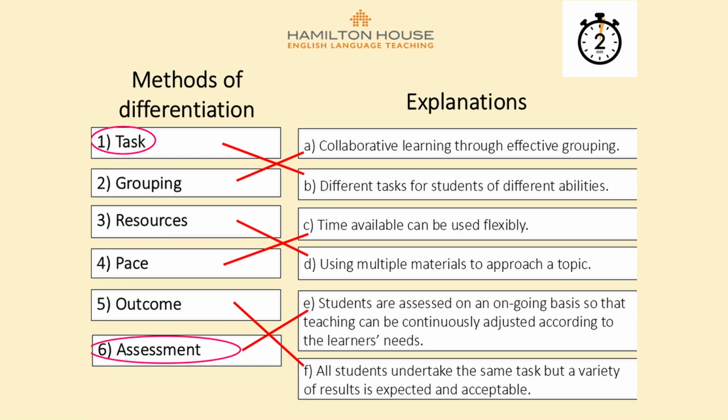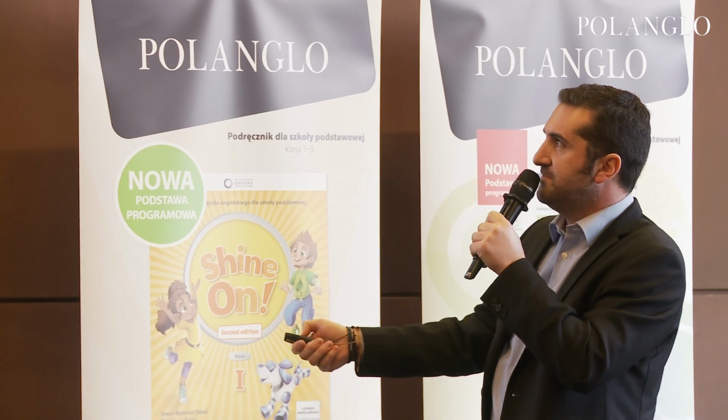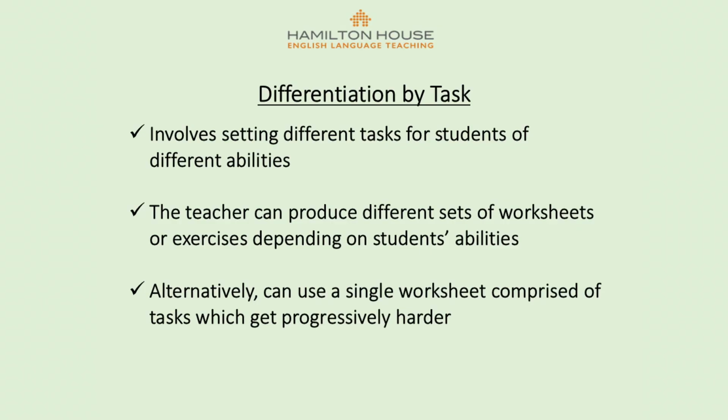Now, because of timing, we can't look at all the methods of differentiation. We're going to focus on the first one, task, and the last one, assessment, and look at some examples. Okay, differentiation by task. As we said, it involves setting different tasks for students of different abilities. The teacher can produce different sets of worksheets or exercises depending on students' abilities.